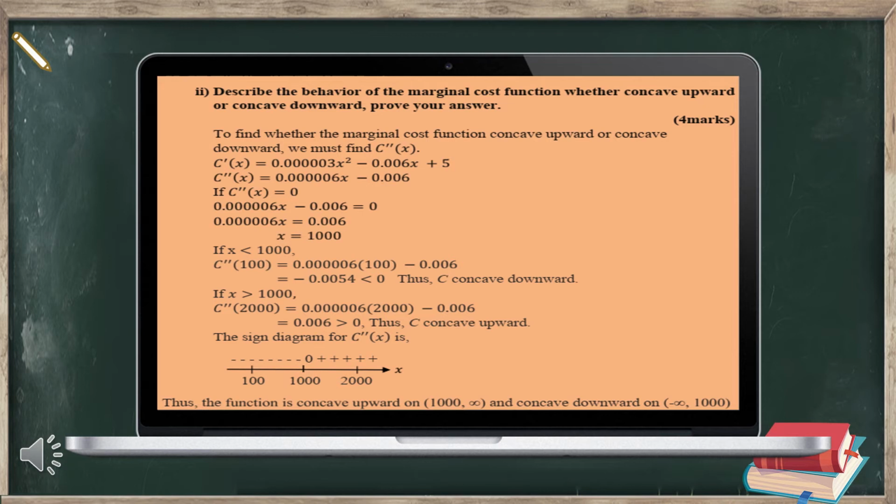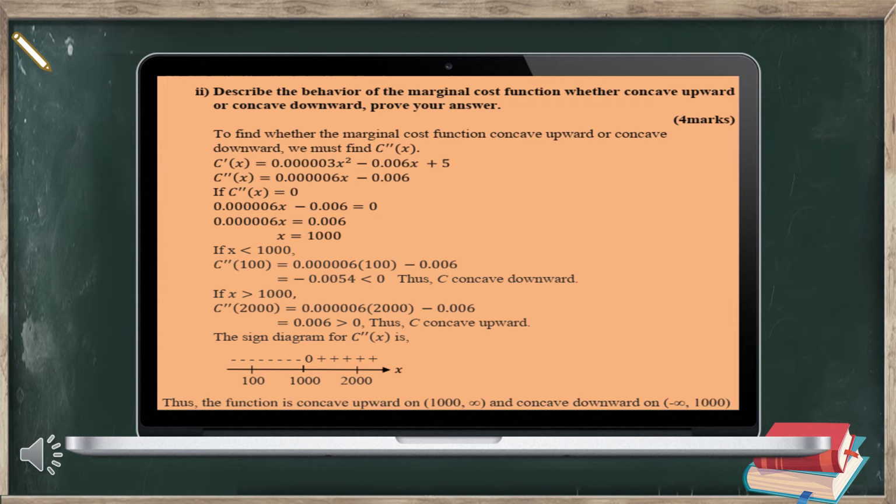And then if x is larger than 1000, let's say I choose 2000, and then we place 2000 into the x, we get 0.0006 times 2000 minus 0.006, and then the final answer we get is 0.006.